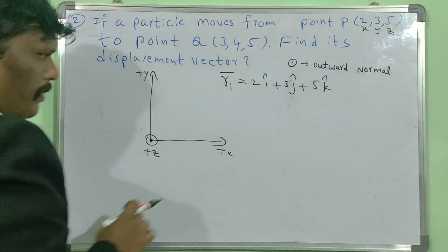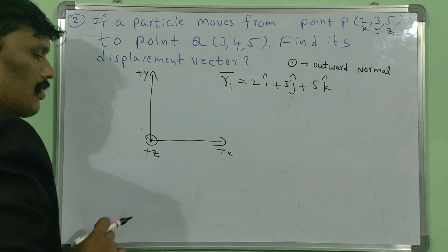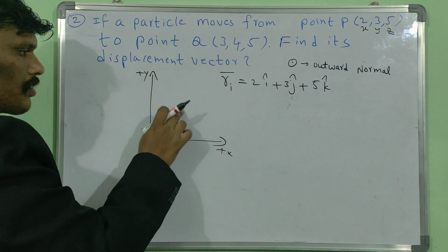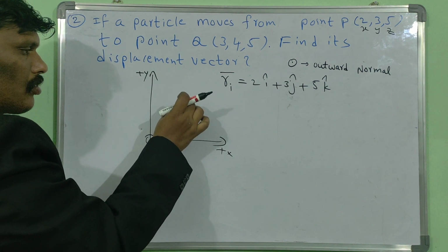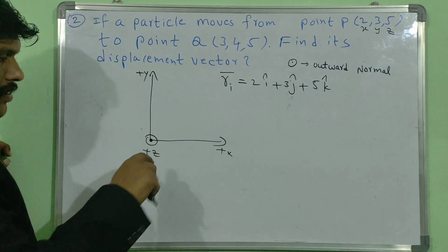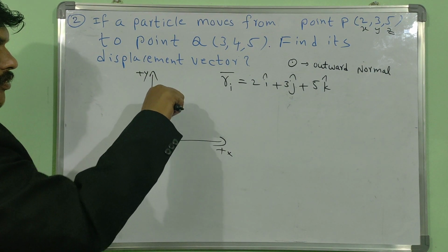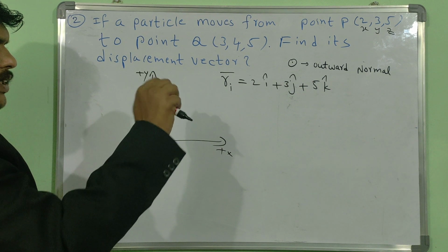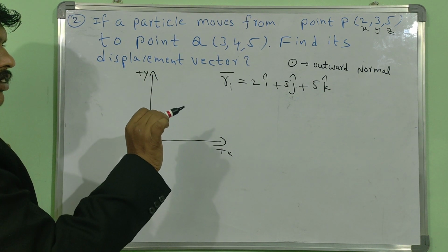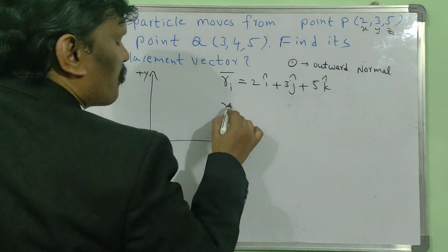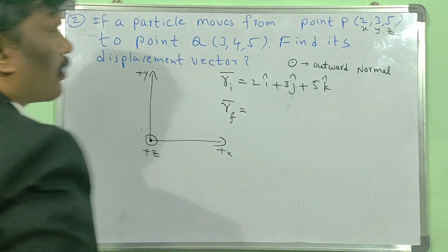That point is in space. That means 2 units along the x direction, 3 units along the y direction, and parallel to the z axis, because this is the z axis, 5 units. That means somewhere in space is the initial position vector. And similarly, what is the final position vector of the particle?